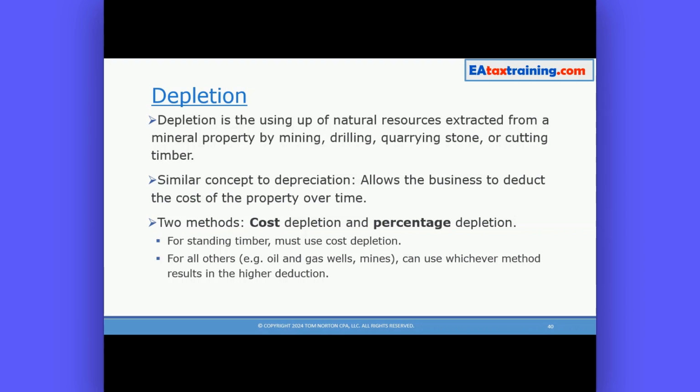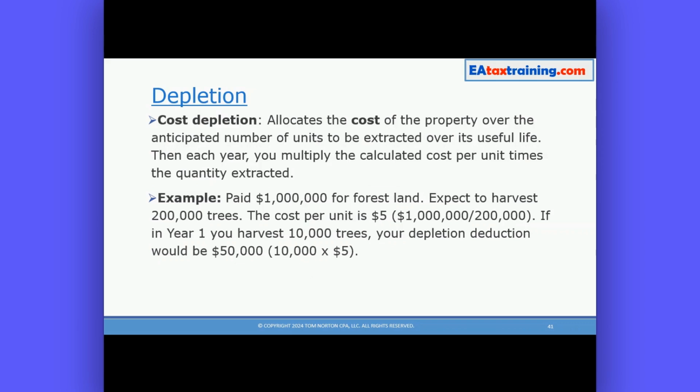So we do want to remember for the exam, two different kinds, cost and percentage, and that timber must use cost. I'm going to briefly explain them and give you examples. You should not expect that you're going to get into a deep problem with lots of numbers on the exam. You just want to understand the basics of depletion. So I just want to give you enough to understand it.